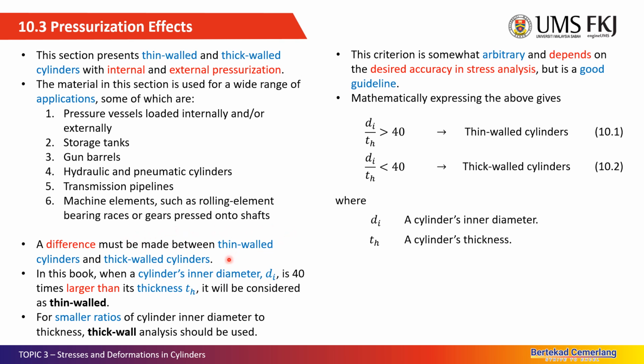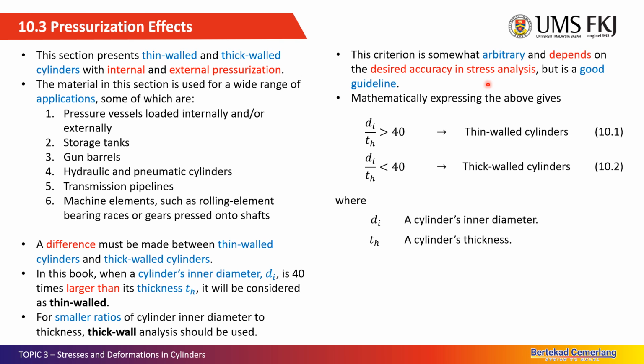But how? Okay, so the question is, based on this book, if the cylinder inner diameter, represented by Di, is 40 times larger than its thickness Th, then it will be considered as thin wall. However, in other situations, if the ratio of the cylinder inner diameter to the thickness is smaller, the analysis is considered as a thick wall. Actually this criterion is arbitrary, it depends on what accuracy we want in the stress analysis. But it's a good guideline.